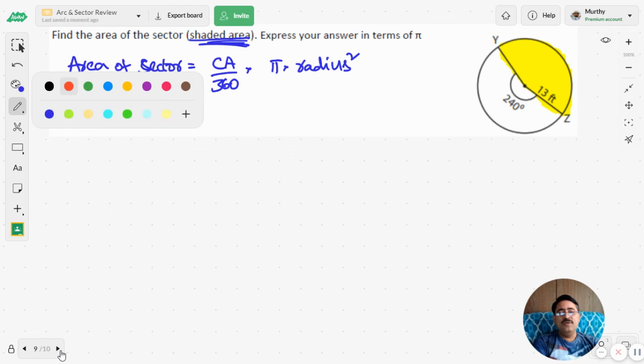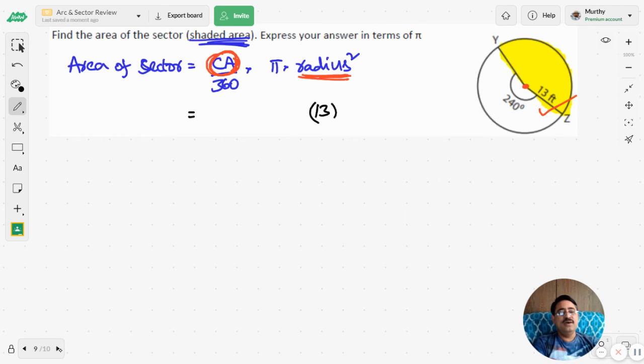If you want to get good points, always check. You pause for a second and check: are you taking the right value of central angle? Are you taking the right value of radius? These two you have to check. I see that radius is 13. Therefore, it is 13 here, pi here.